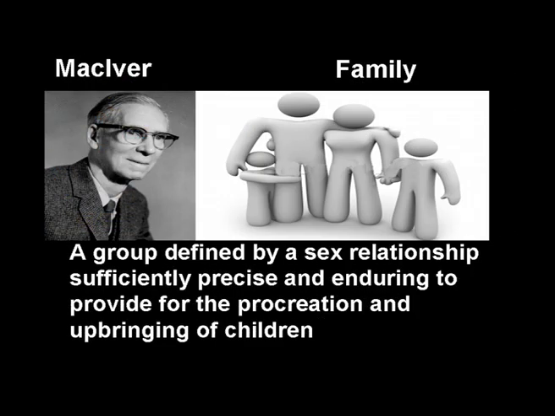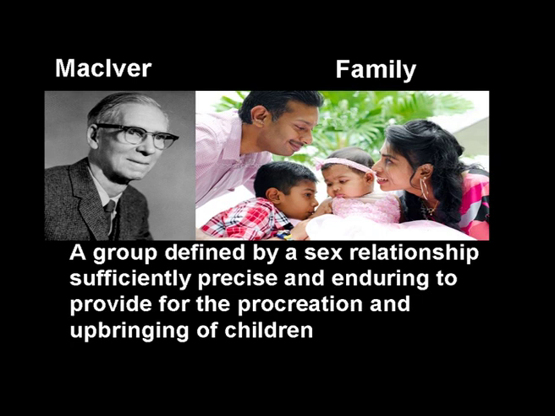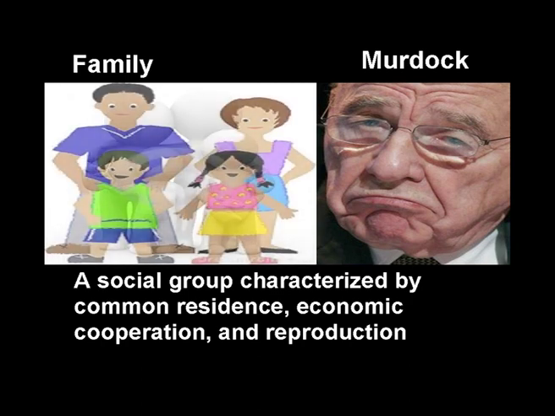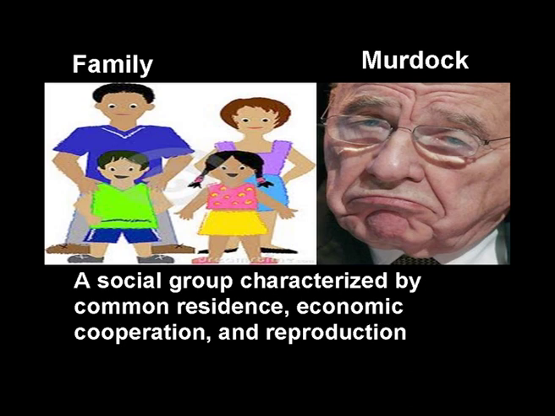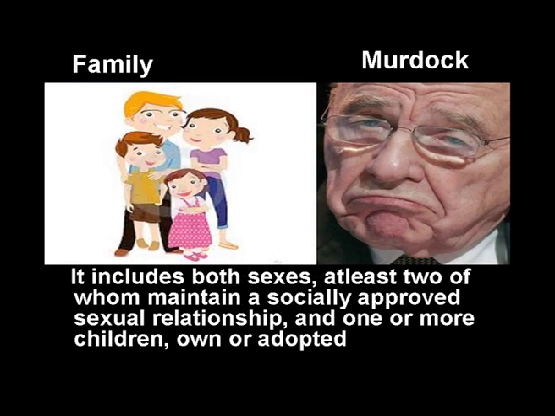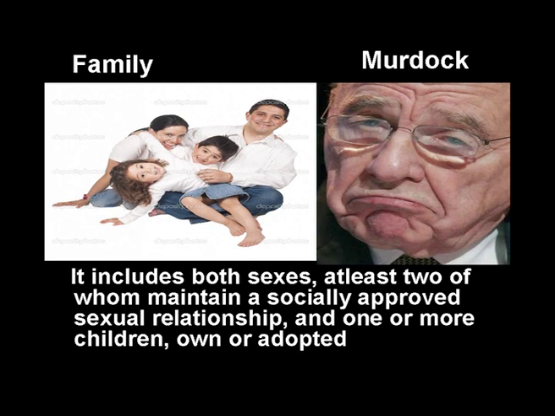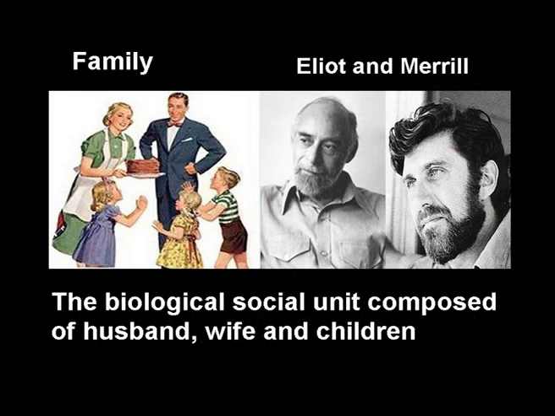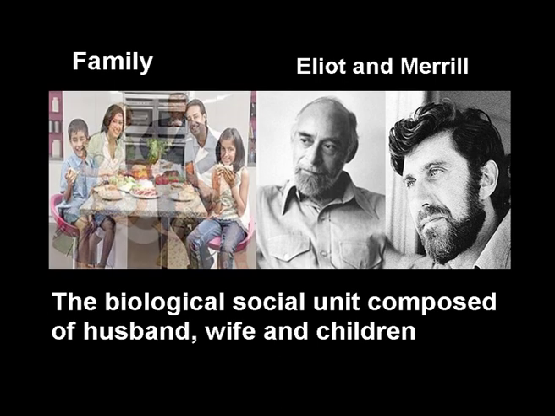McIver defines family as a group defined by a sex relationship sufficiently precise and enduring to provide for the procreation and upbringing of children. Murdoch defines family as a social group characterized by common residence, economic cooperation and reproduction. It includes both sexes, at least two of whom maintain a socially approved sexual relationship, and one or more children owned or adopted. For Eliot and Merrill, family is the biological social unit composed of husband, wife and children.